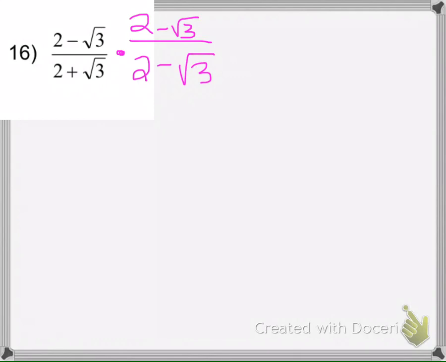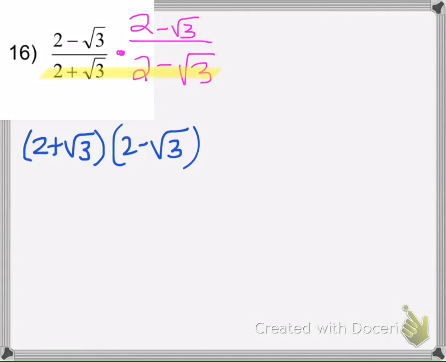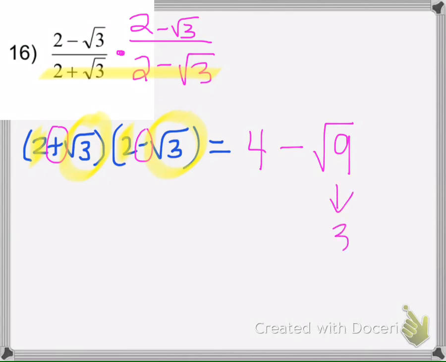So let's go ahead and start by multiplying the denominators. Well, we can FOIL this. Since these are conjugates, all we have to do is multiply the first two. So 2 times 2 is 4. And then we'd have a positive times a negative is a negative. And then we just need to do the square root of 3 times the square root of 3, which is the square root of 9, which square root of 9 is 3. And we'd have 4 minus 3 is 1. So in the denominator, we'd have 1.